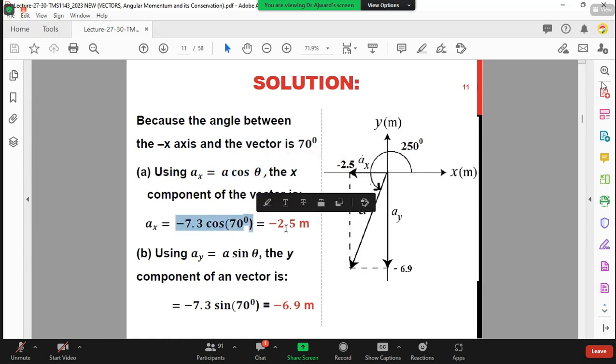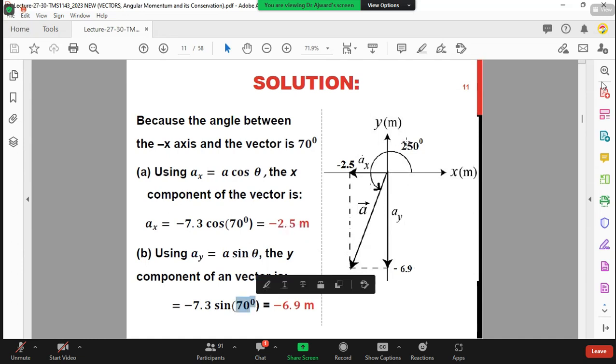Put these numbers, get minus 2.5 meters for the x component. And for the y component, you use A_y equals A sine theta. But I am using the small angle again. So instead of putting 250, I put 70, but with a negative sign. So it's minus 6.9. So those are the x and y components.